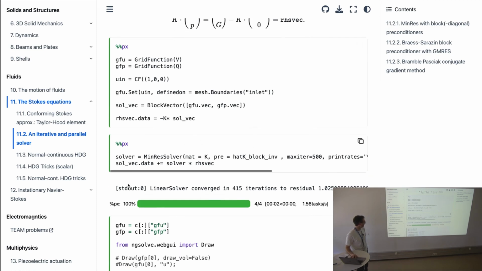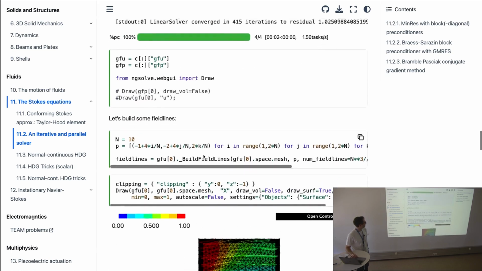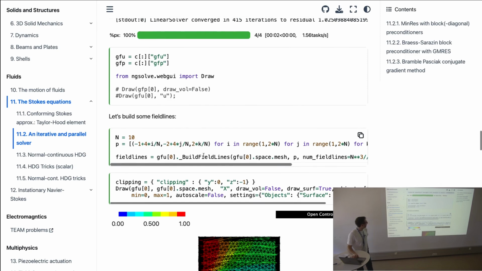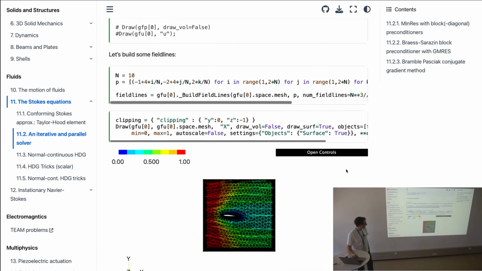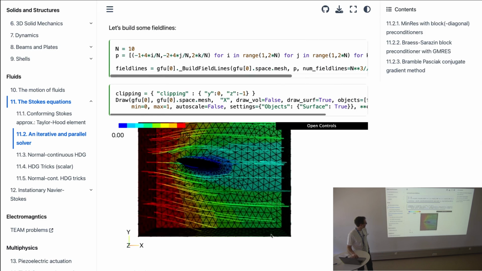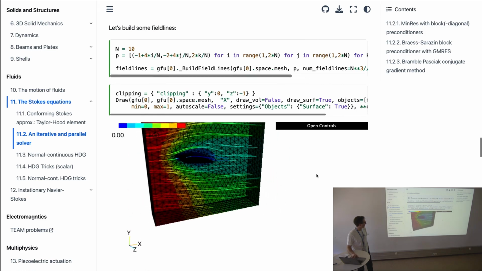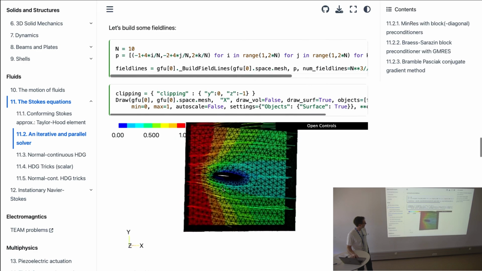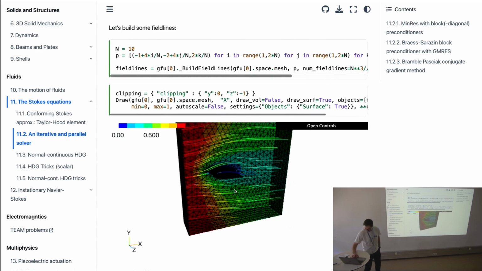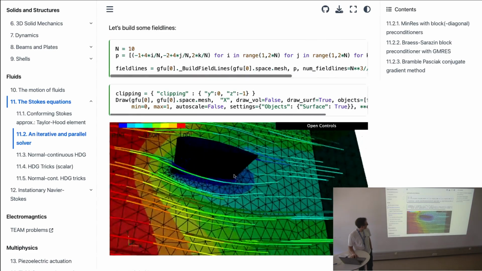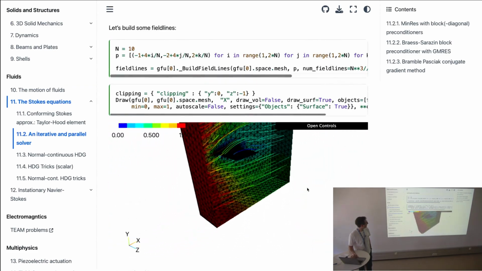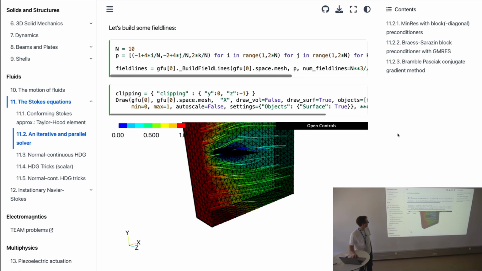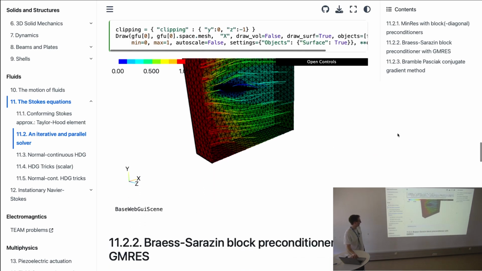Okay, and here we now have our solver. We have our MinRes solver with the preconditioner and the matrix, and then we apply the solving routine. Here down you see it already. We are also able, thanks to Matthias, to have some field lines. Here you see the solution of this three-dimensional flow around this NACA profile. Unfortunately it's a little bit dark, but this is the field that we were looking for, the velocity field.